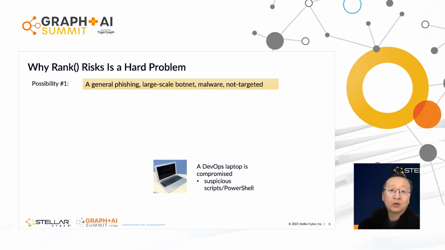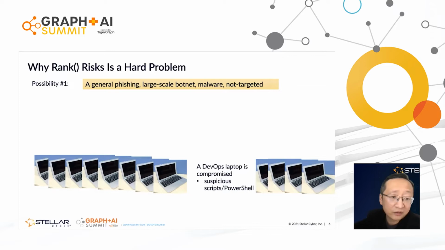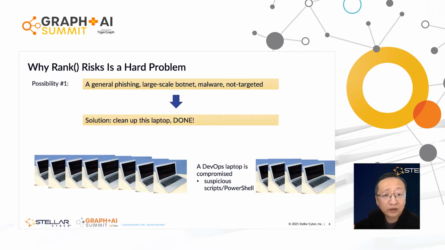For example, one possibility is that there's a large-scale attack, like a large-scale phishing campaign or a large-scale botnet or malware campaign going on. It happened to infect this machine, but was not targeted at this company. The attack also infects many machines from a lot of companies. From that perspective, the right decision for the SOC is to clean up this laptop, and there's probably no further action needed.